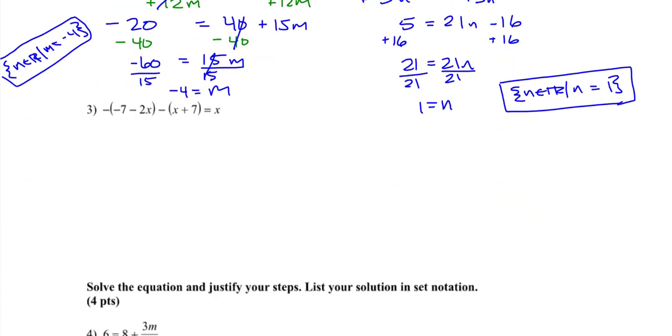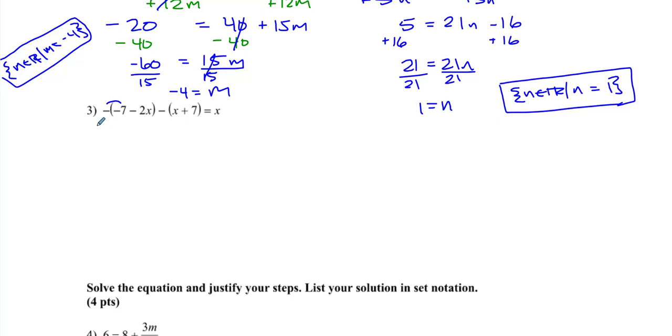Alright, number 3, we got a negative times a negative 7 for a positive 7. Negative times negative 2x is positive 2x. Negative times x is negative x. Negative times 7 is negative 7. This is equal to x. Alright, so I got this 7 minus 7, which is 0. 2x minus x is x. Okay, so I got x is equal to x.